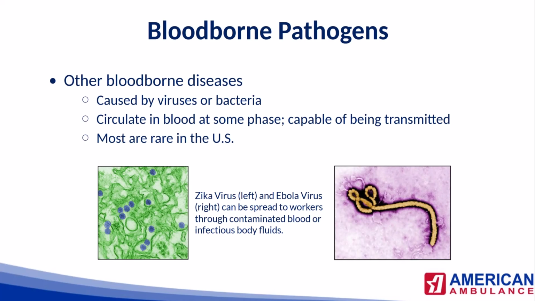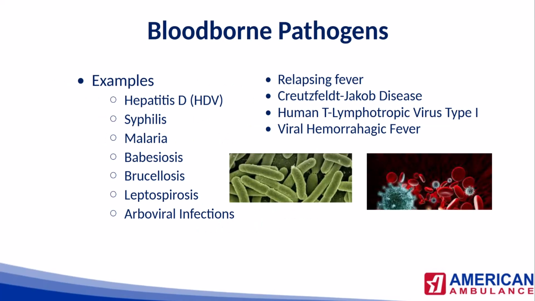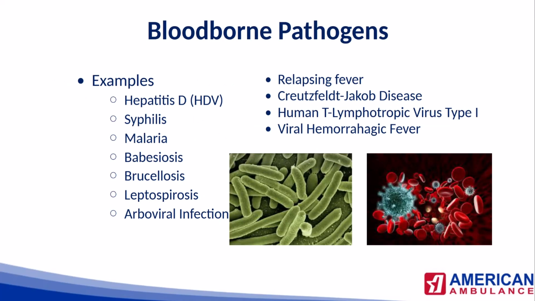Other blood-borne diseases can be caused by viruses or bacteria. They can circulate in blood for a prolonged period of time. This makes these viruses capable of being transmitted through blood or other potentially infectious materials. This is a list of other bloodborne diseases caused by viruses or bacteria. Though most are rare in the US, they are still transmitted through blood and other infectious materials.